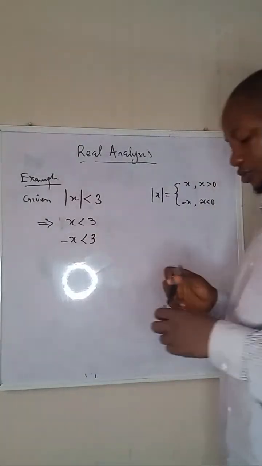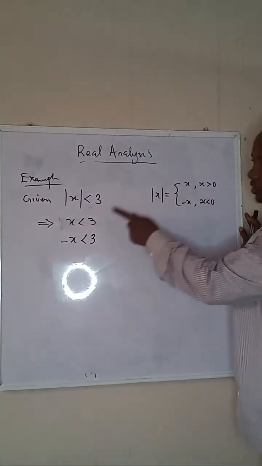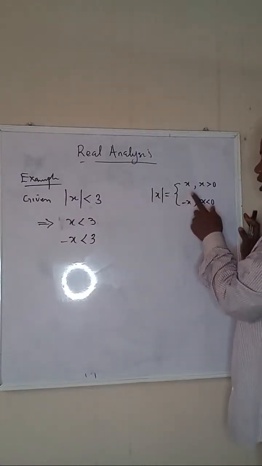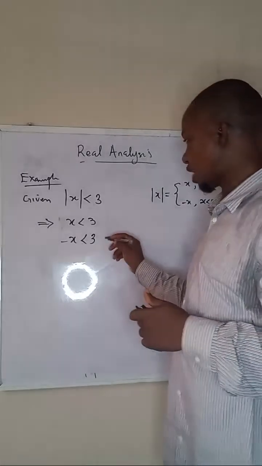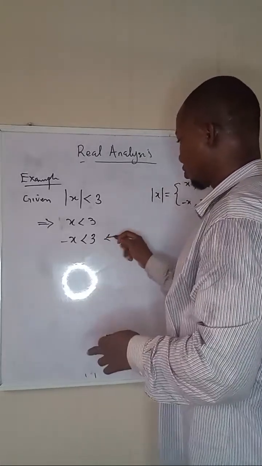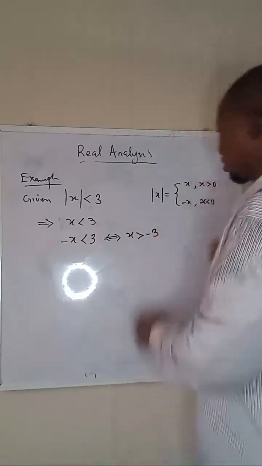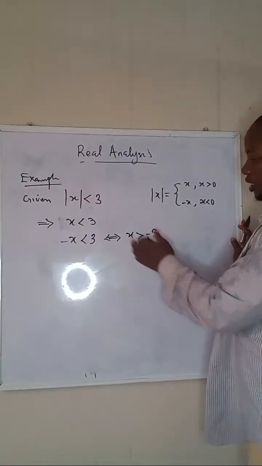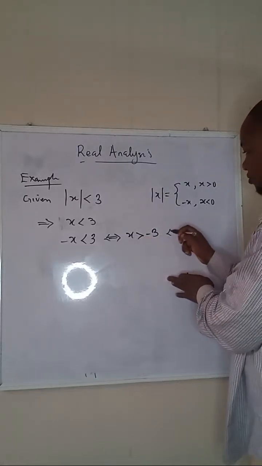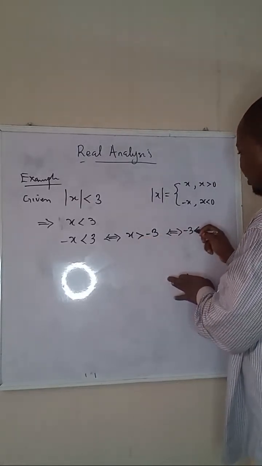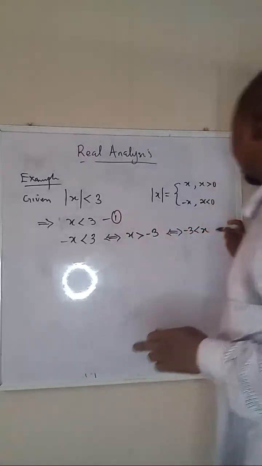Yes, this is the interpretation of this. If this is x, it will be less than 3. And if it's minus x, it will be less than 3. So in terms of the second term here, this means x is greater than negative 3. Now let's combine both this and this together. The interpretation here also means minus 3 is less than x. So let's call this 1 and let's call this 2.